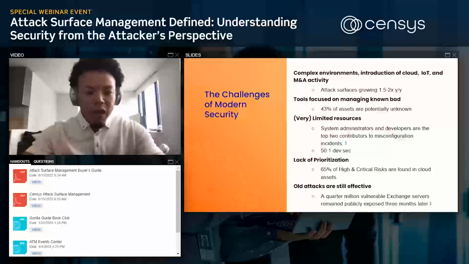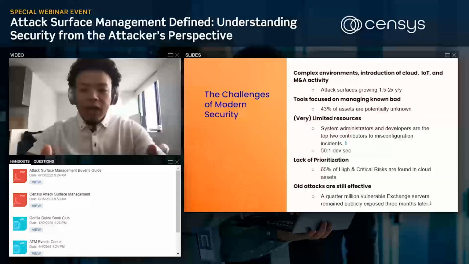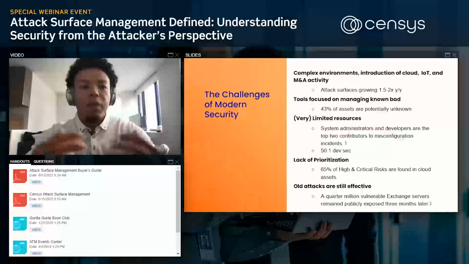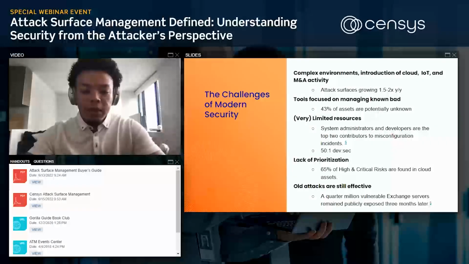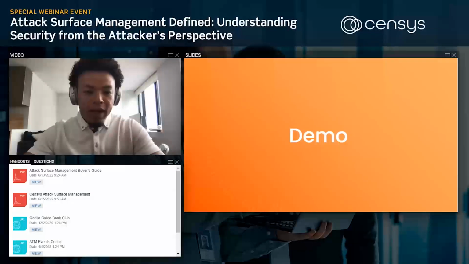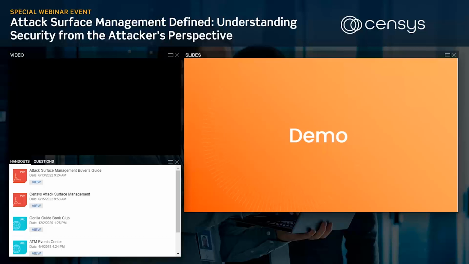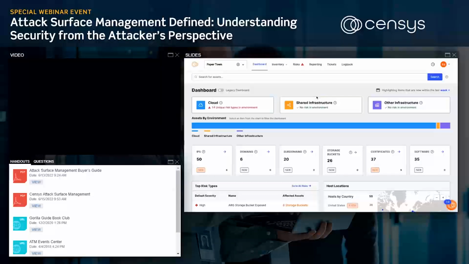So once we have all this in mind, now we can see attack surface management, a tool that is helping us find everything we own on the internet. That's a great spot to be. So with that, let me jump into the demo. We're in the Censys attack surface management platform. This is one of our sandbox environments called Papertown, but this is the exact portal that a Censys customer would log into.